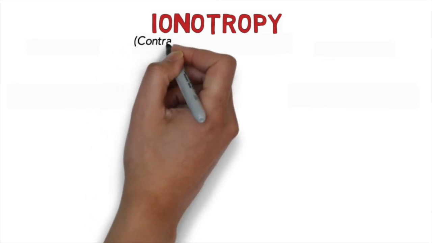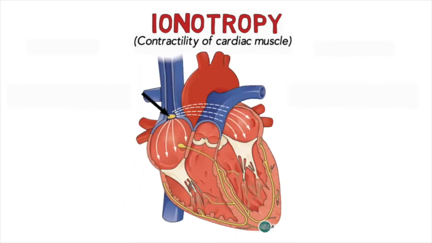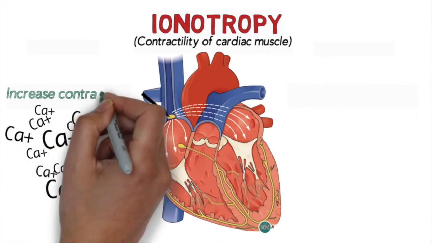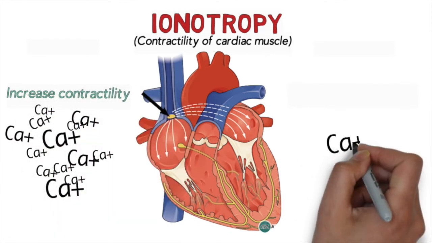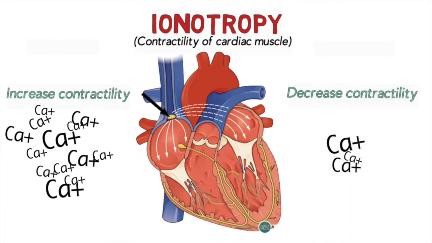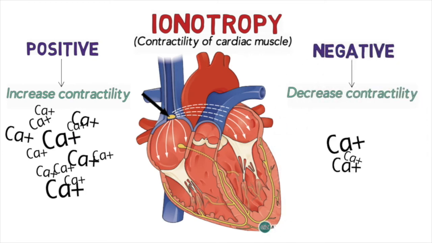And now inotropy focuses on the contractility of the cardiac muscle, and the contractility is controlled by the calcium ions. If there are an increased amount of calcium ions, then that's going to increase the force of the contraction of the cardiac muscle. If there are decreased calcium ions, then that's going to relax the heart and decrease the force in the contraction. So inotropic agents are going to be focusing on the concentration of the calcium. Positive inotropes are going to increase the concentration of calcium, and negative inotropes are going to decrease it.